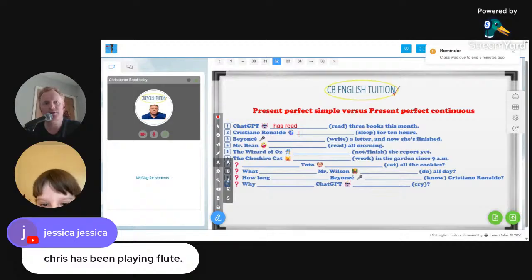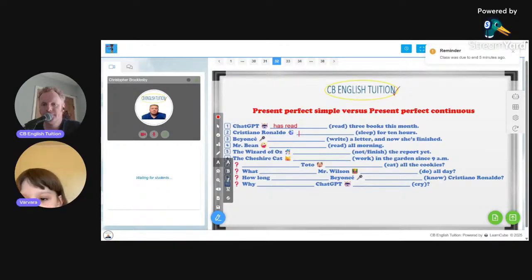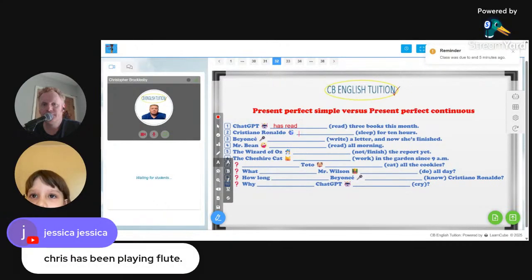Okay. Number 2, answers in the comments. Can we do number 2? Has slept for 10 hours. Have been sleeping. Okay, both are possible.